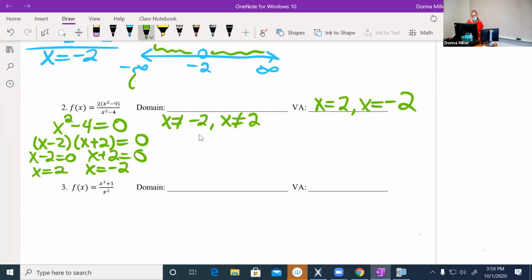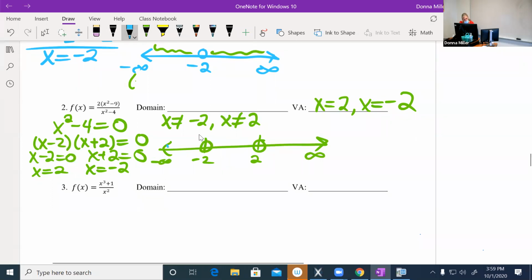Again, I'm going to put them on a number line. Some open circles. All right, negative infinity. And this interval, that interval. Right? So we have the first interval is negative infinity to negative 2. Then negative 2 to 2. Then 2 to infinity.